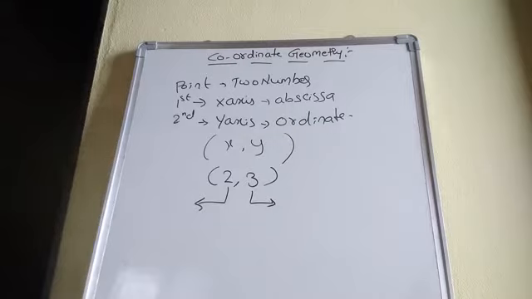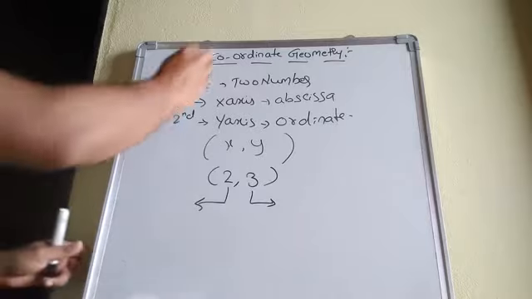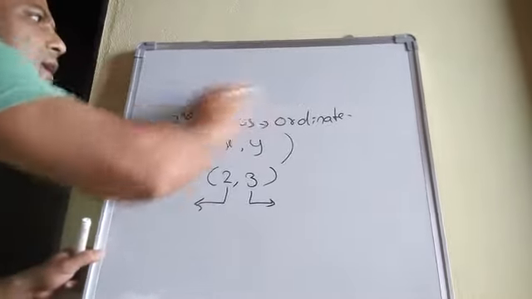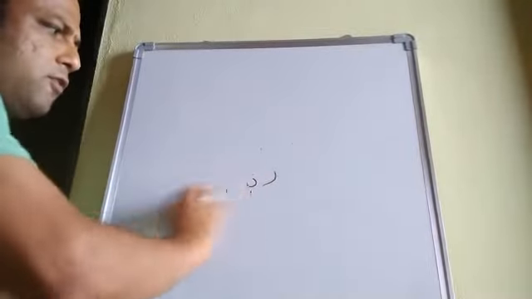Now, in the coordinate geometry concept we have learned that the two axes are drawn perpendicular to each other. Whenever two axes are drawn perpendicular to each other, they make an angle of 90 degrees. I will be showing you. We require two axes, the x-axis and the y-axis, both drawn in a plane, perpendicular to each other.